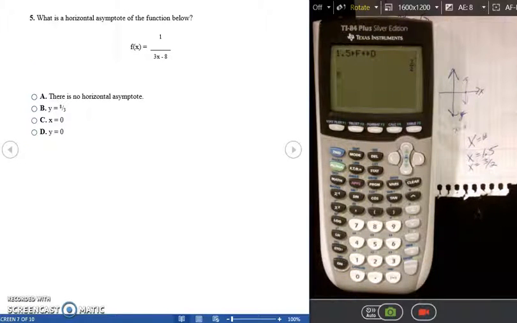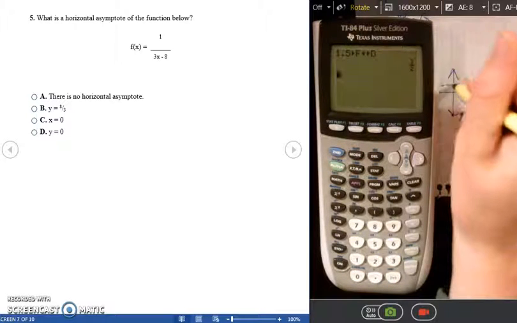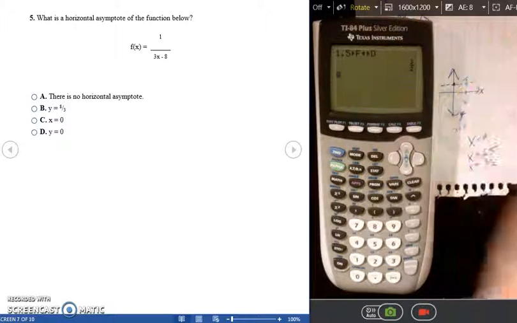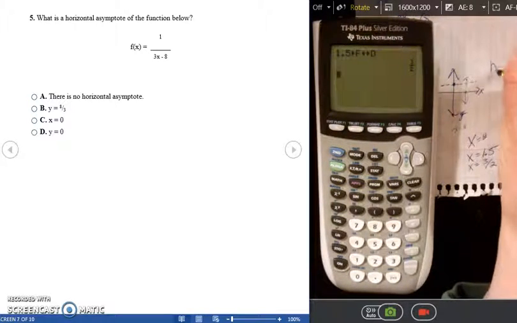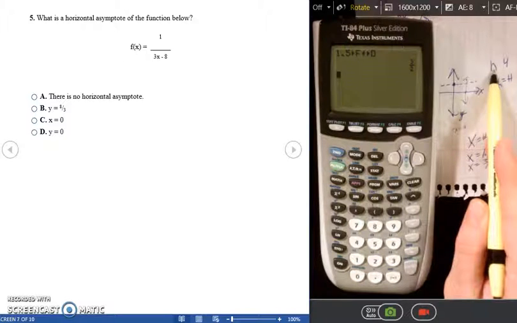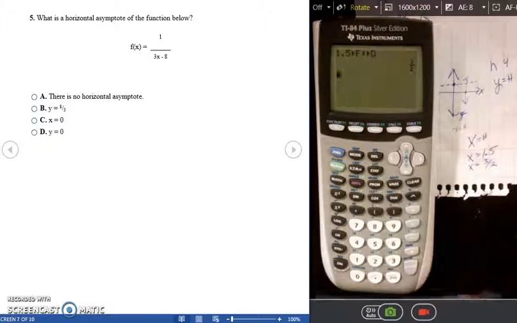This time for number 5, I'm looking for a horizontal asymptote. So a horizontal asymptote is a horizontal line that cuts through the y-axis. And so a horizontal asymptote is going to be y equals a number. And so if you take this h and you flip it upside down, it looks like this, which almost looks like a y. So that can help you to remember that y equals is what the form of a horizontal asymptote looks like. So right away, I know that C can't be a choice.